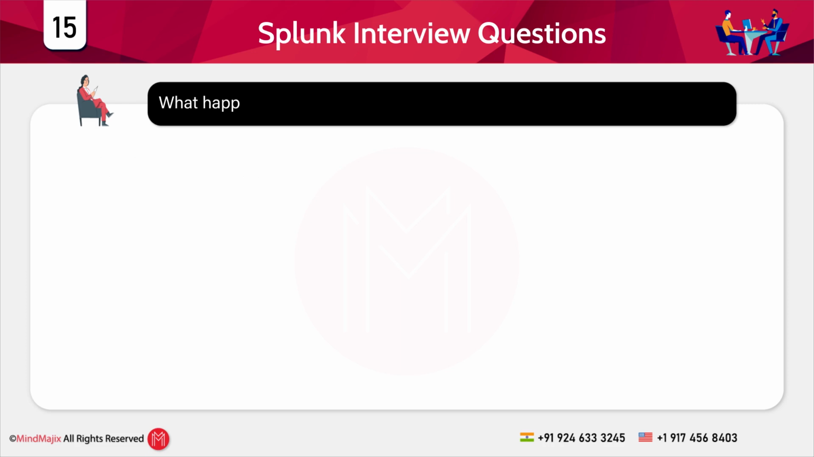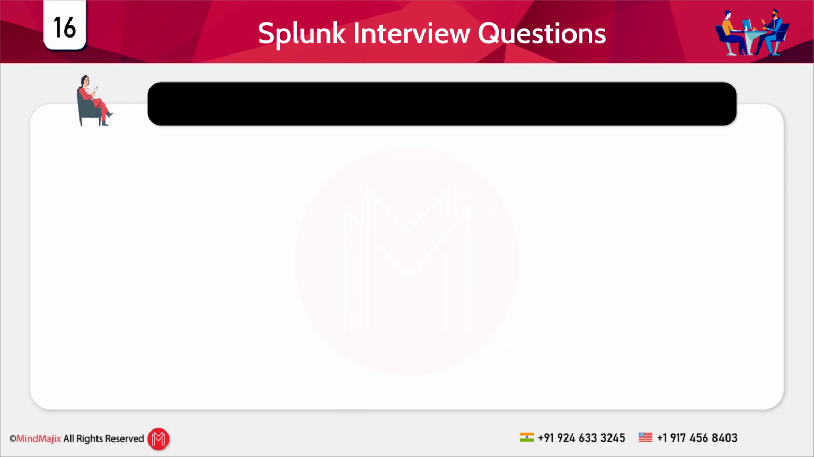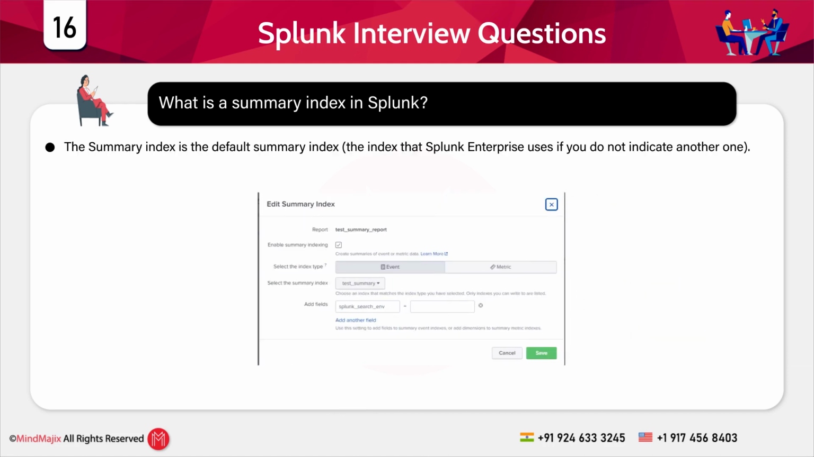The next question is, what happens if the license master is unreachable? So the license slave will start a 24-hour timer, after which search will be blocked on the license slave. So users will not be able to search the data in the slave until it can reach the license master again. The next question is, what is a summary index in Splunk? So the summary index is the default summary index. Basically, it is the index that Splunk enterprise uses if you do not indicate another one. So if you plan to run a variety of summary index reports, you may need to create additional summary indexes.